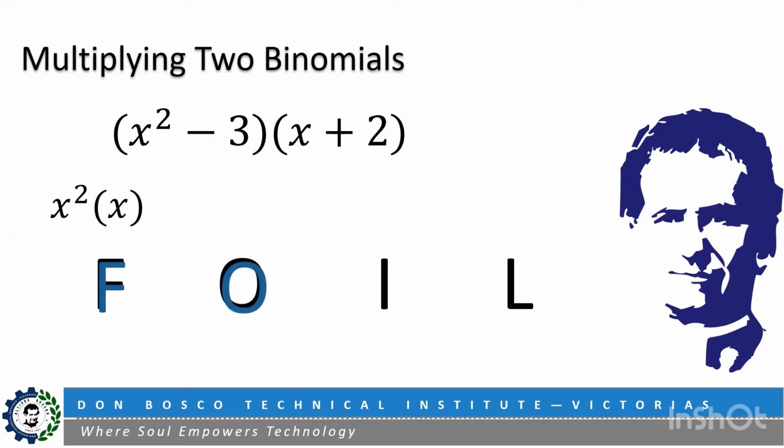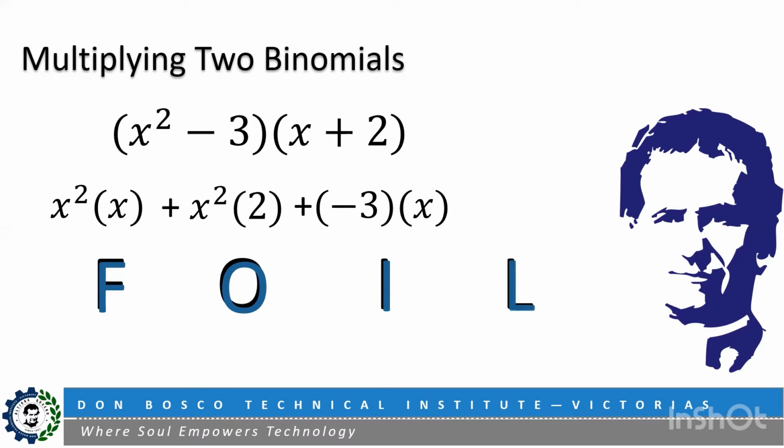O stands for outer or outside, where the outer terms are multiplied. That is, the first term of the first binomial and the second term of the second binomial, giving us the next term plus x squared times 2. I stands for inner or inside, where the inner terms are multiplied. That is the second term of the first binomial and the first term of the second binomial, giving us the term plus negative 3 times x.